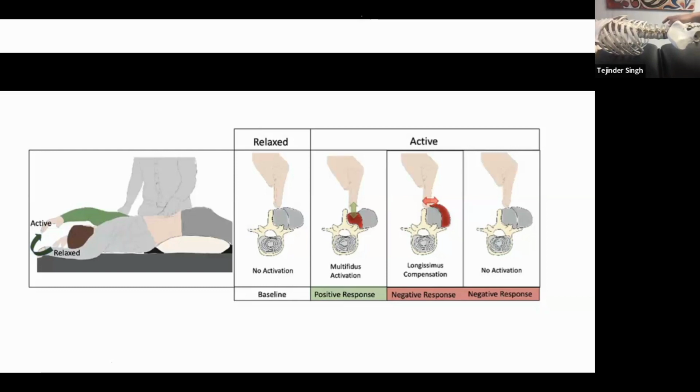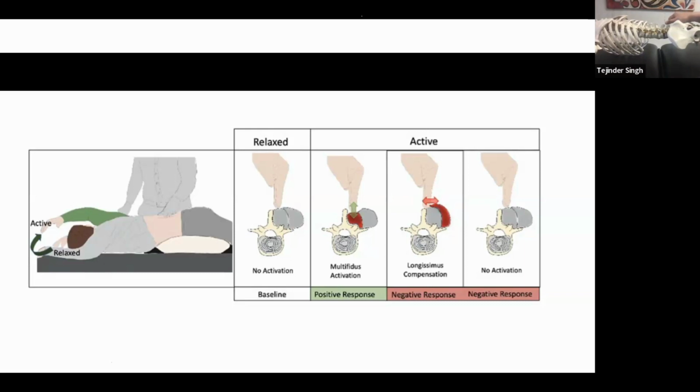You can go and assess each level, and you can combine this with your segmental mobility testing, which means that if your assessment says that the patient has an L4, L5 issue, or L3, L4 issue, or L5, S1 issue, you should find longissimus compensation at that specific segment. This is very, very important because research says that we can train it segmentally as well.